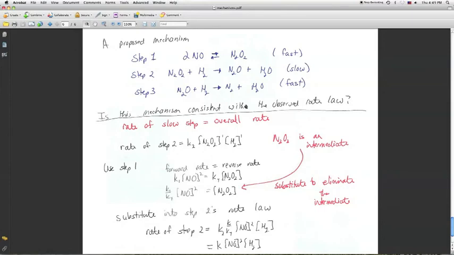I've got the same problem that I had before. I can't really say yes or no about this rate law because it includes this intermediate substance. N2O2 is an intermediate. I have to perform a little algebra so that I can get rid of the N2O2. I can do that using step 1. It's another double arrow reaction, which means that the forward rate and the reverse rate are the same. So here's a rate law for the forward reaction, k1 NO to the second power. Here's the rate law for the reverse reaction, k-1.